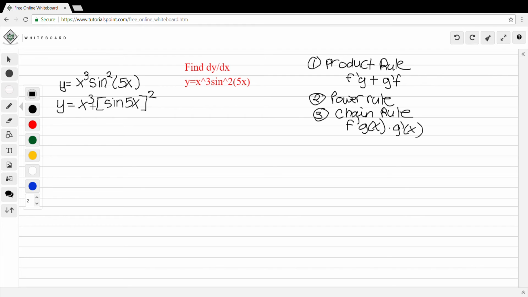So we know that our f is x cubed and our g is sine 5x raised to the second power. So f prime is really simple, which is just 3x squared. And then you bring down the g, which is sine squared 5x.